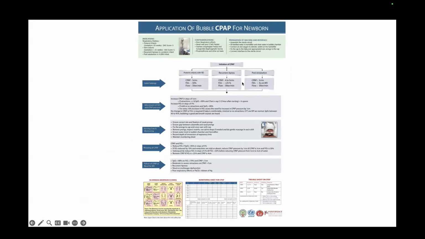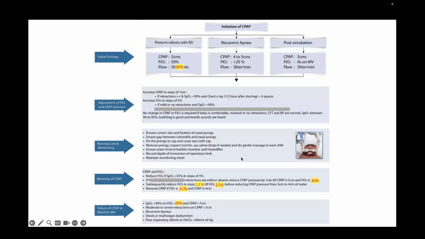So you can have a simple chart like this in the NICU to ensure that the nurses are aware how we start, how we initiate, how we go up, and how to troubleshoot. This is a simple chart which can be put in all NICUs for better optimization of CPAP.